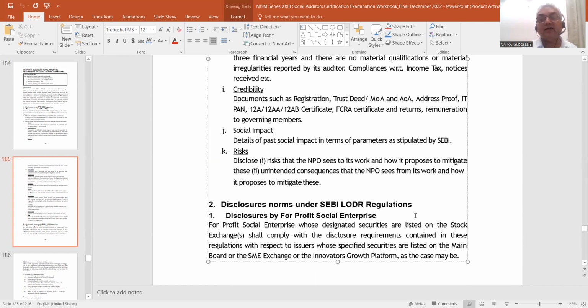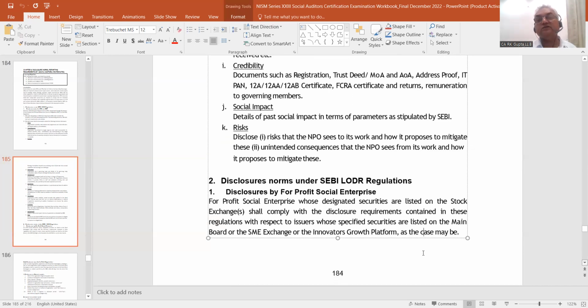Now, disclosure norms under SEBI ICDR regulations. So there are certain norms for disclosure by for-profit social enterprises. There could be certain for-profit enterprises whose designated securities are listed on the stock exchange. So they shall comply with the disclosure requirements contained in these regulations with respect to issuers whose specified securities are listed on the main board or SM exchange or Innovators Growth Platform, as the case may be.